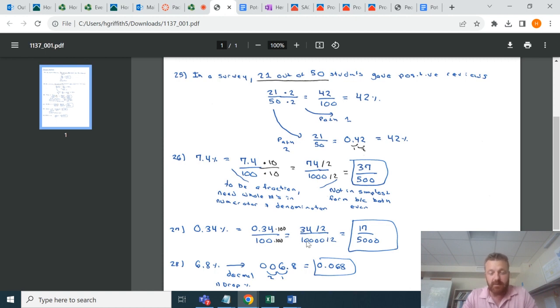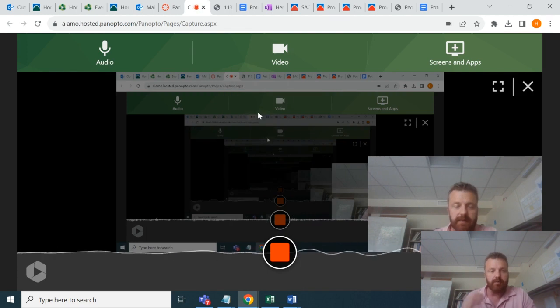Same idea as above. 34 and 10,000 are both even numbers. So you begin by canceling a factor of 2. 2 cancels into 34. 17 is what you're left with. And you can cancel that factor of 2 into 10,000, and you're left with 5,000. And by the same idea as above, 17 is a prime number. And since 17 doesn't divide into 5,000, that fraction is in lowest terms because the numerator and denominator share no common factors.